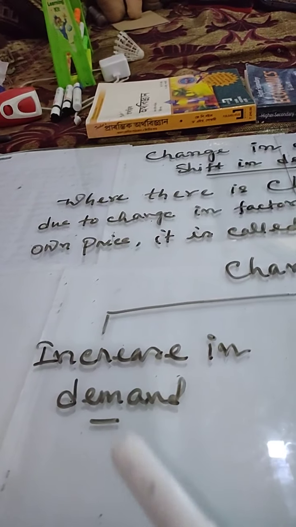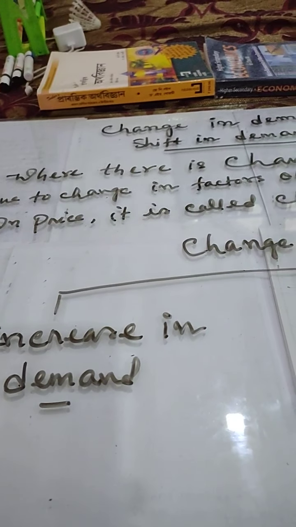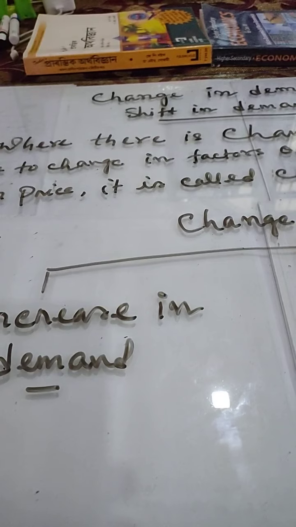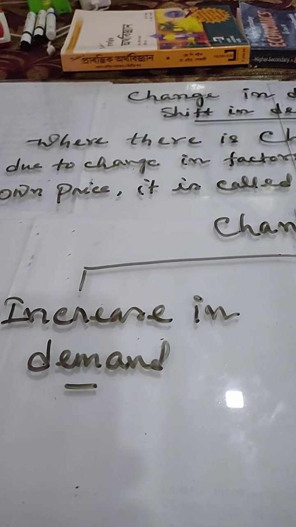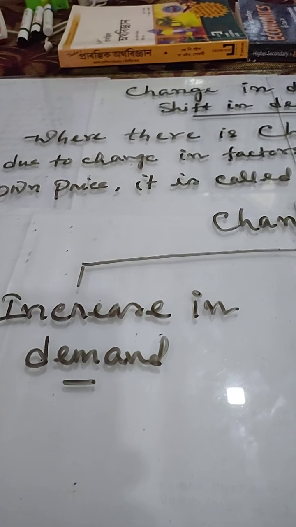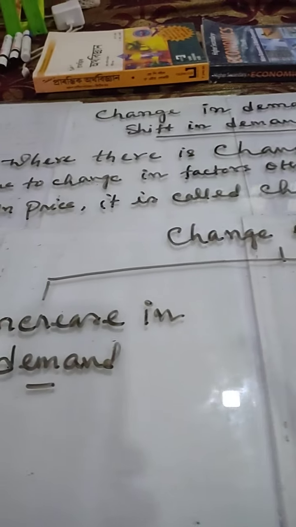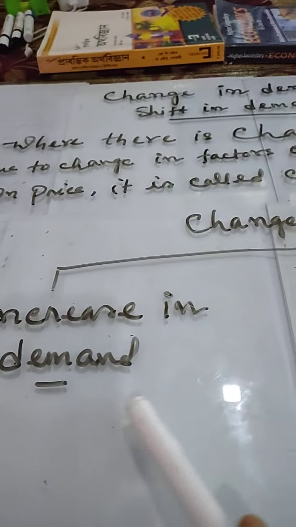That means here these factors, that is income of the person, then number of consumers, population, taste pattern, then change in price of the related goods directly affect the amount of demand. Increase in these factors or decrease in these factors ultimately affects change in demand. That's why we get two concepts, that is increase in demand and decrease in demand.